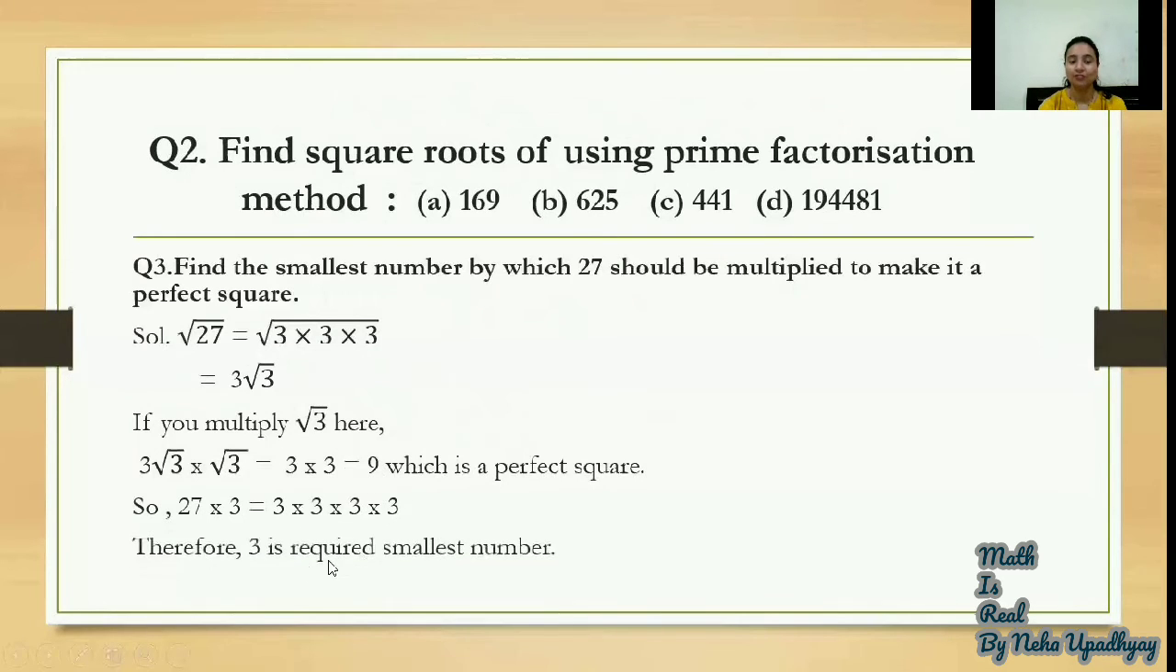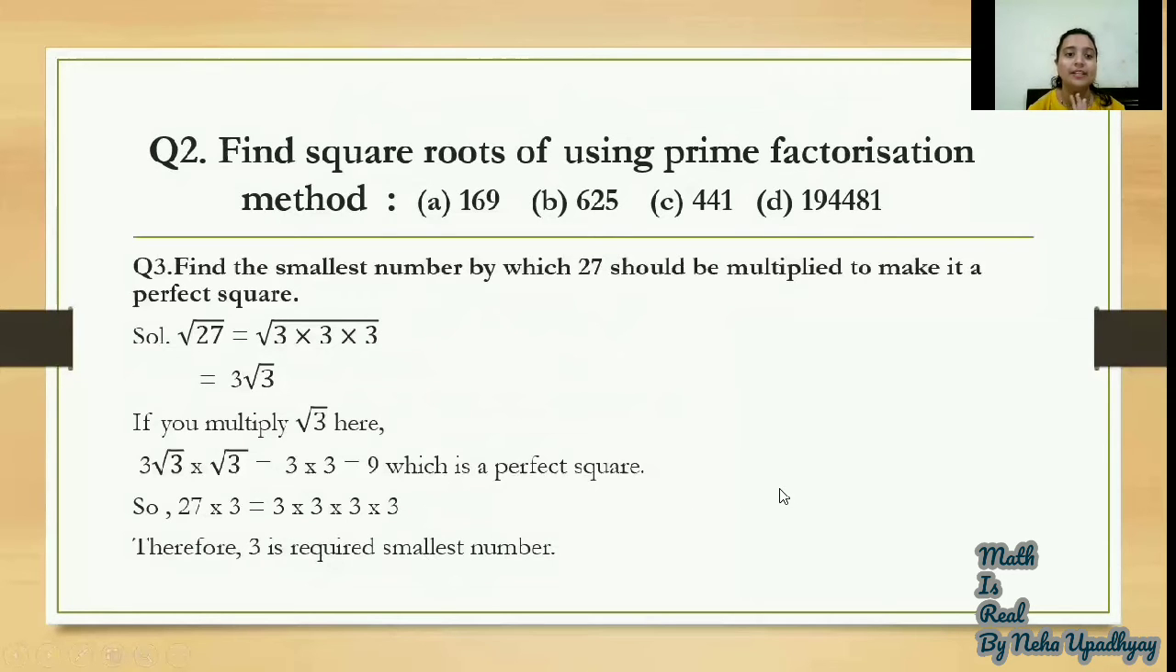So therefore 3 is the required smallest number which should be multiplied to 27 to give us a perfect square. Remember, if the question is asked like this, what smallest number should be multiplied to square root 27? Then you will give the answer that square root 3 should be multiplied. But if it is written like 27, what should be multiplied in 27? Then you will give the answer that 3 should be multiplied here, because 3 is the number which is needed to make a perfect square.